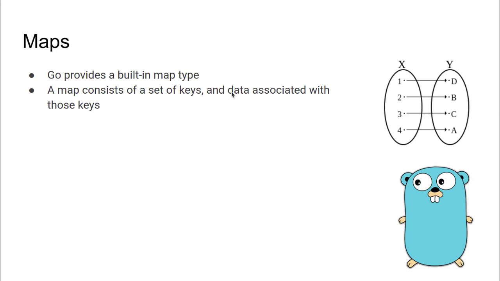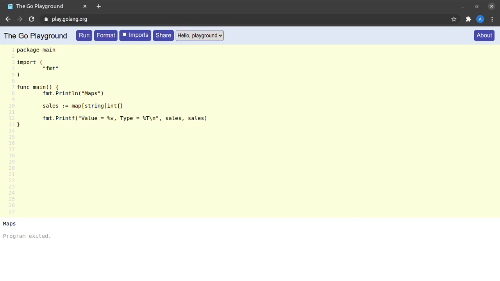And what are the kind of operations that can be performed on a map? Well, we can add key value pairs to a map. We can delete key value pairs from a map. And we can also modify the value associated with a certain key. Apart from that, we can get the length of a map, we can iterate over a map, and so on. So let us see the working of a map collection in Go.